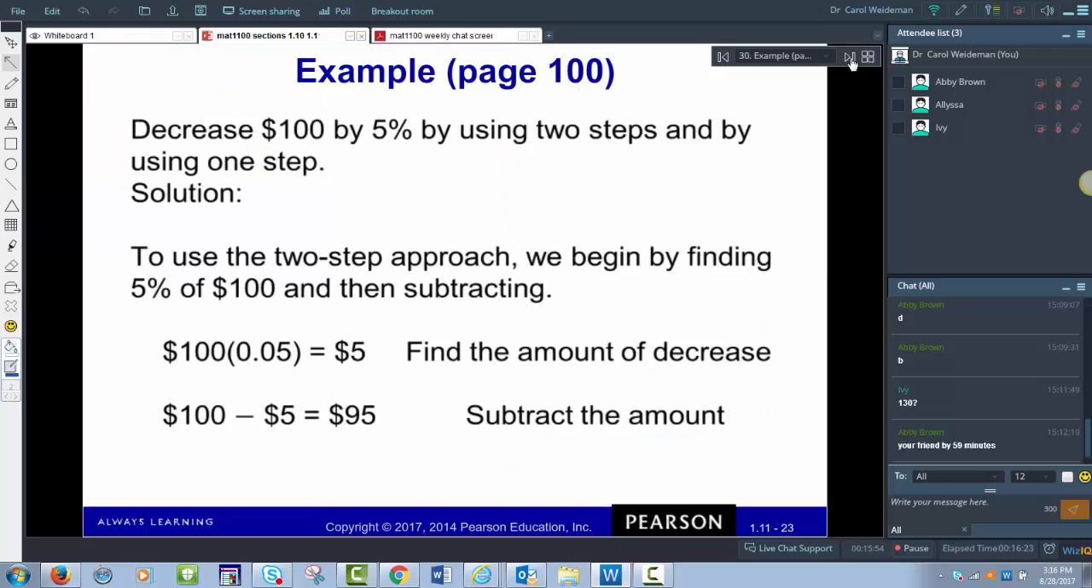And there's an example on page 100, and I want you to, if you can understand this concept, it's really useful. It's called multipliers. Let's decrease $100 by 5% using 2 steps and then using 1 step. So to use the 2-step approach, we begin by finding 5% of 100, which I did here is $5, and then what do I do? I subtract it, so I end up with $95. Now let me show you how to do it in 1 step.